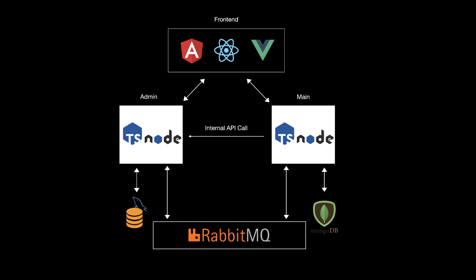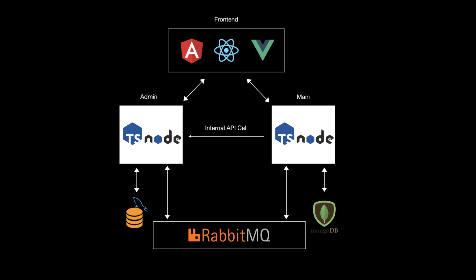About the backend, there will be two apps. The first one I will call Admin, and the second one I will call Main. They will have two different databases. In the Admin app, we will use MySQL as a database, and in the Main app, we will use MongoDB as a database. Both apps will use TypeORM to use the database and create and manipulate data.